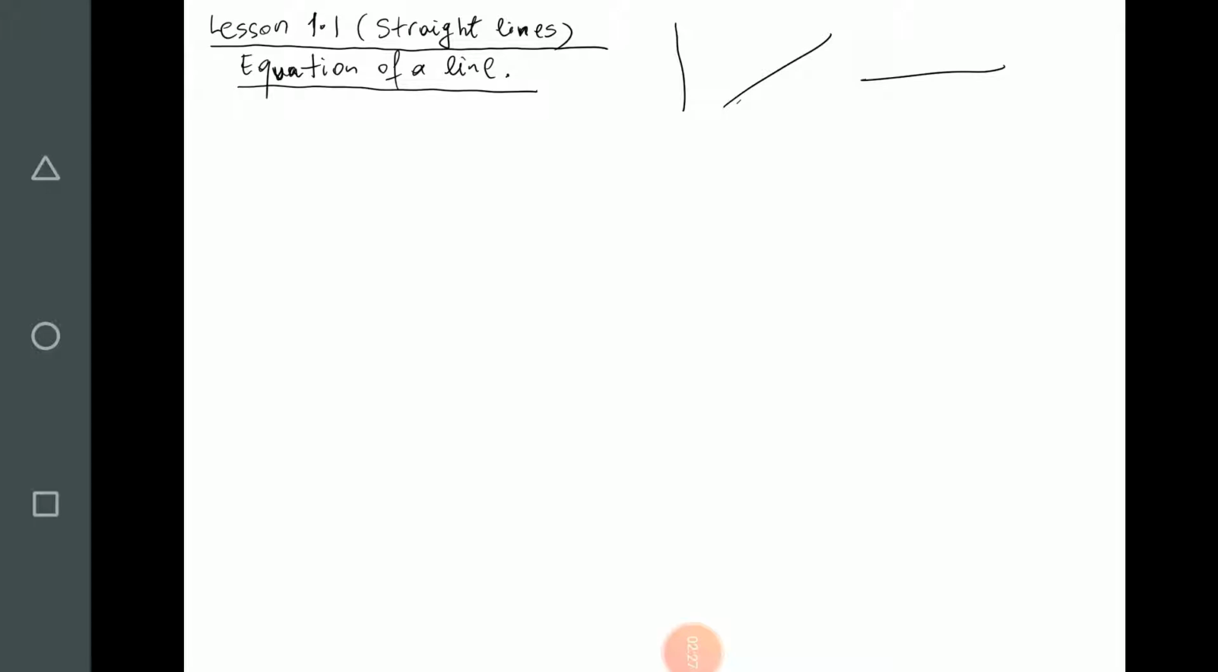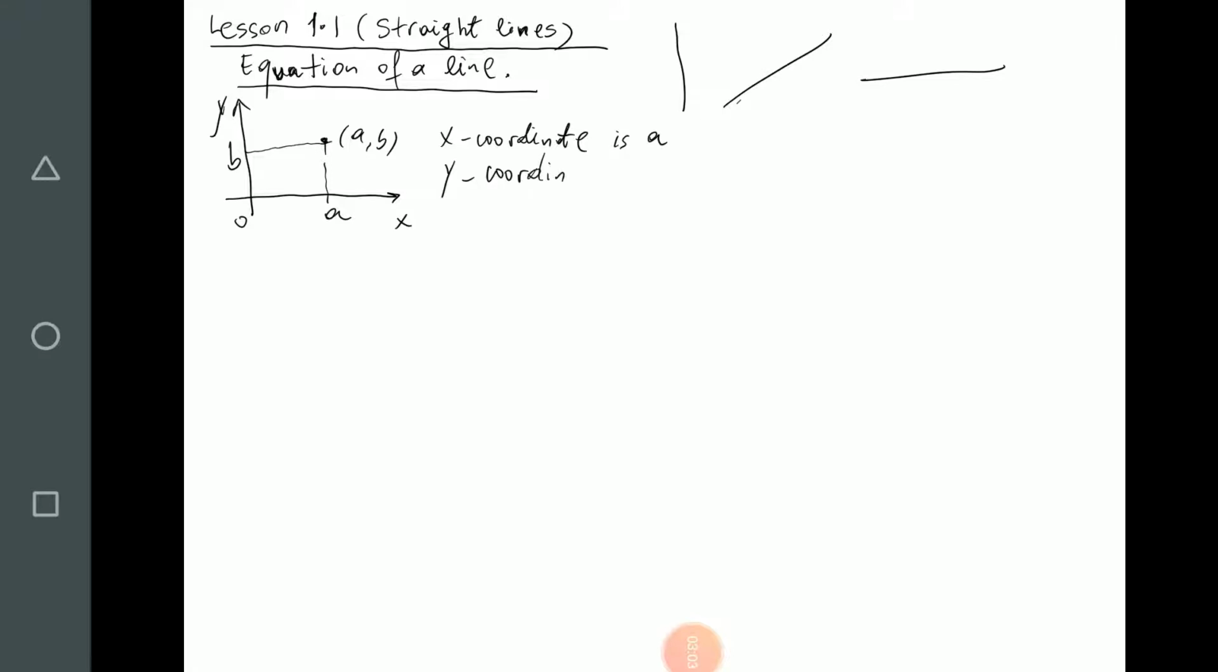So for that we need the familiar coordinate system, in which if we talk about figures that can be represented in the plane, then all the points on that figure are identified by two coordinates. So in this case, let's denote them by A and B. By A, we mean the distance from the point to the y-axis, and by B, the distance from the x-axis over the y-axis. We always specify the x-coordinate first, and the y-coordinate second, by convention.